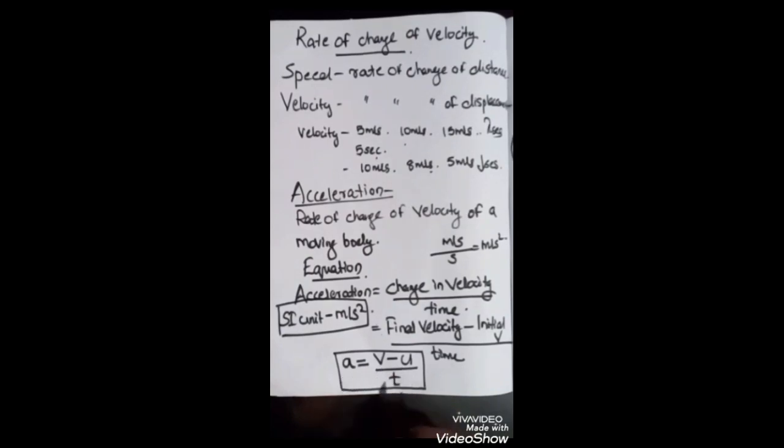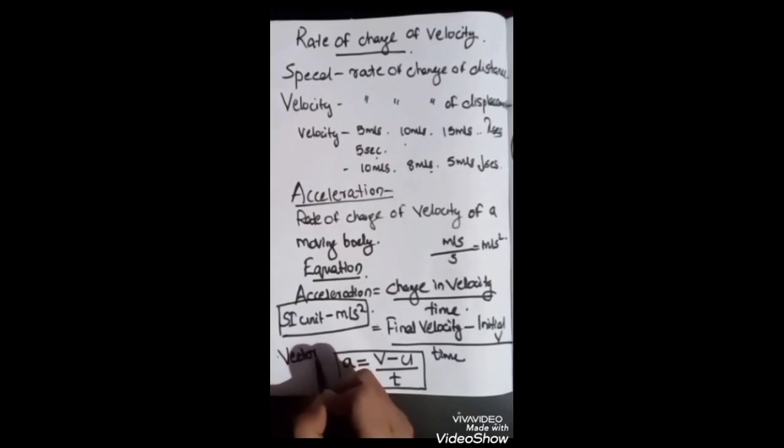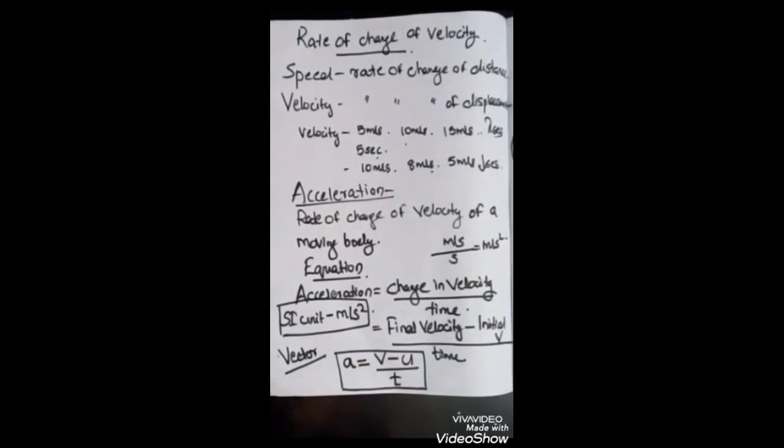Then, is acceleration a vector quantity or scalar quantity? Yes, acceleration is a vector quantity. It has both magnitude and direction. Then we can discuss different types of acceleration.